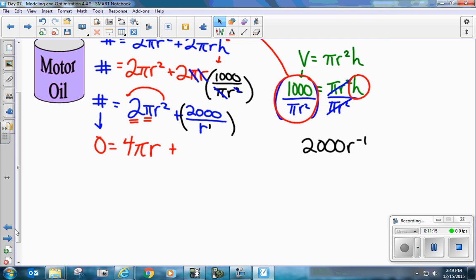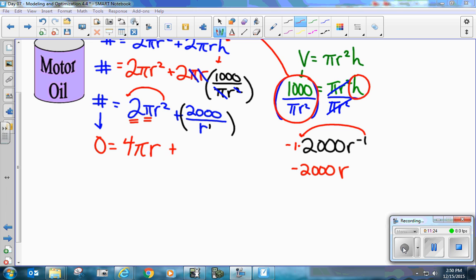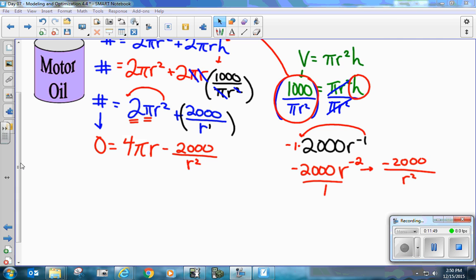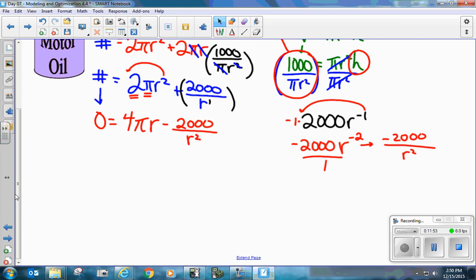And I can just use the exponent rule here. Bring my exponent out front. Negative 1 times 2,000 is negative 2,000. And I reduce my exponent by 1. So I go from negative 1 minus 1 to negative 2. And if I want to rewrite that all nice and pretty, then it's negative 2,000 over r squared. I'll flip that. That was over 1. I bring that down to make it positive. So now, I can just say minus 2,000 over r squared. I need to solve this for r. That's my derivative. Well, I'd like to get rid of any denominators, so I'm going to multiply everything by r squared.